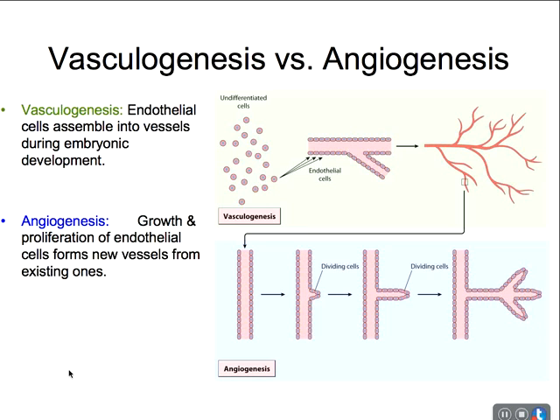More commonly, once we're beyond the embryonic stage, what we're talking about is angiogenesis. Angiogenesis is the growth and proliferation of endothelial cells from one vessel forming a new one. So here you have one vessel, you have the growth and division pulling out a new vessel. That's angiogenesis, where it's branching off an existing one. That's more commonly what we're talking about once we get beyond the embryo stage. So, past embryonic development, we won't really have undifferentiated cells.